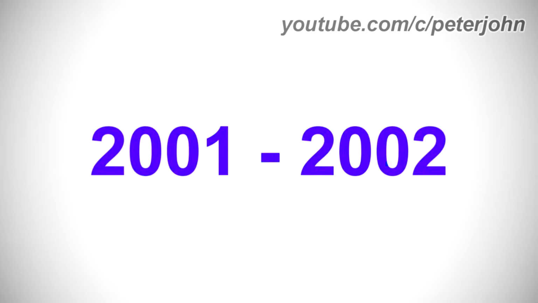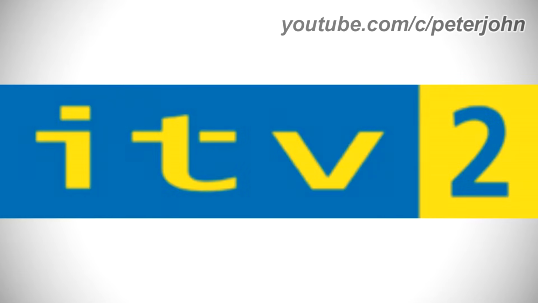2001 to 2002, there is a blue and yellow rectangle, and on the blue part there is the word IT in yellow text, and on the yellow part, there is a blue number 2. Here is a bumper.